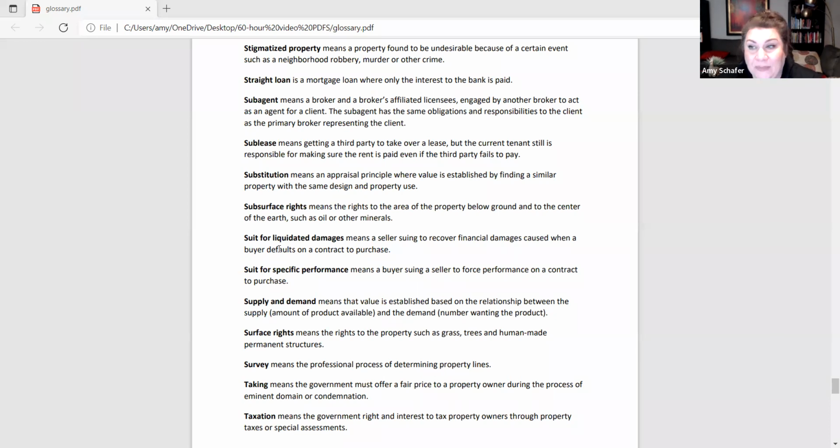A survey, this goes back to those legal descriptions. A survey is the professional process of determining the border of a property, or the property lines.